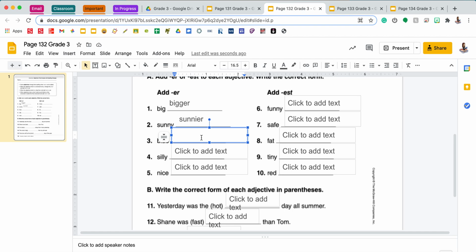And my next one is blue. Because blue ends in an E, I need to drop the E and then add ER.